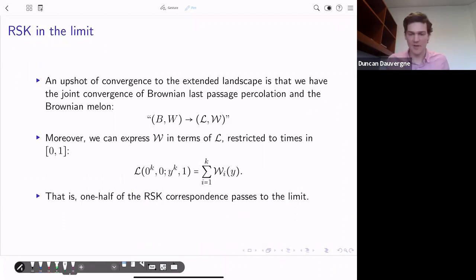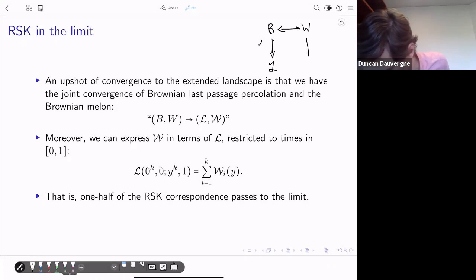So let me say the final thing I want to talk about is what this means at the level of the RSK bijection. One upshot of this extended landscape construction is that the pair of the original Brownian motions B and your melon W converges jointly to, in some sense, the directed landscape L and the parabolic Airy line ensemble script W. So basically you have this RSK correspondence between B and W in the finite case, and now we have joint convergence of B to L and W to script W.